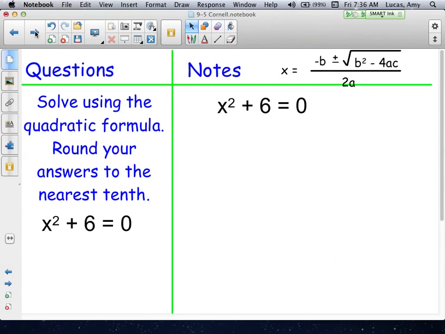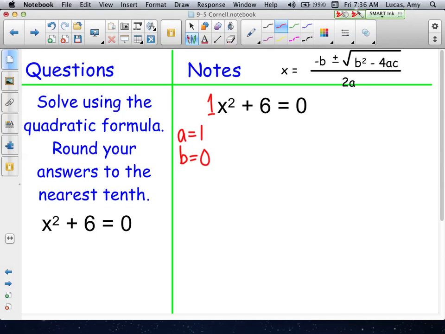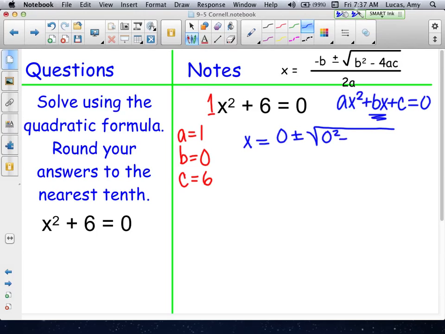Okay, my next one, this quadratic you may notice is missing something. A is 1, B is missing, so it's 0. And then C is 6. Remember, it's ax squared plus bx plus c equals 0. So the term that's missing is the one that has the x in it, so that means the value of b is 0. So x equals the opposite of 0 plus or minus the square root of 0 squared minus 4 times a times c, all divided by 2 times a.